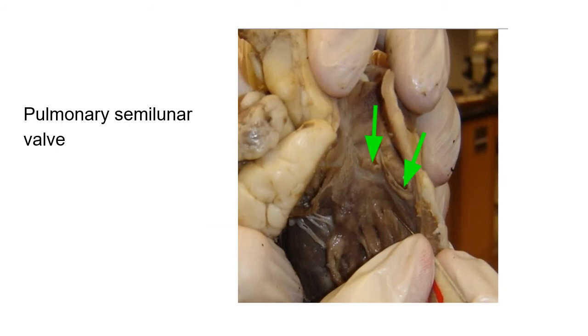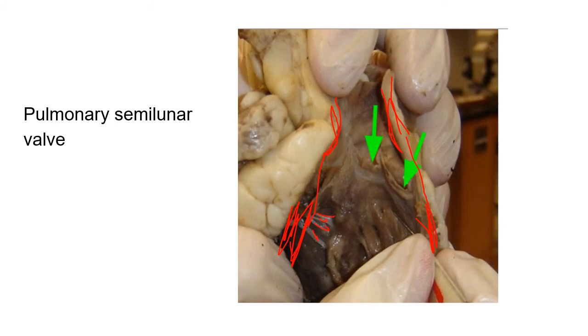So here we have a close-up of a pulmonary semilunar valve. We see that the person is doing the dissection. We see their gloved hands. Here's the edge of the pulmonary trunk. Okay. And the pulmonary trunk is coming down, and we see it's branching off of the right ventricle here. You can even see some chordae.